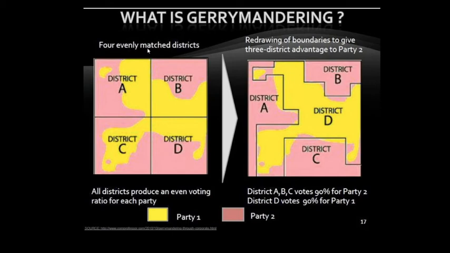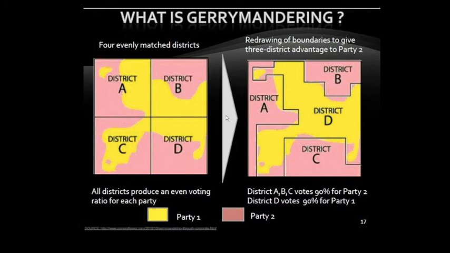So here's examples of gerrymandering. For evenly matched districts, right, A, B, C, D, all the districts produce an even voting ratio for each party. If we redraw that, though, look at how I redraw the boundaries, right? I can now have 1, 2, 3 districts that are of one party, party 2, and one district of party 1. So I could do that too, right? So this is examples of gerrymandering where they try to do it.